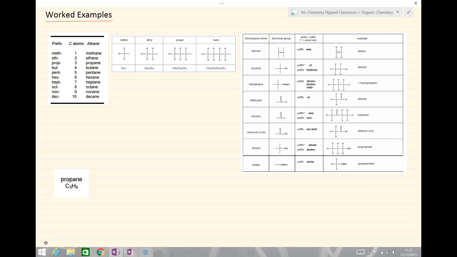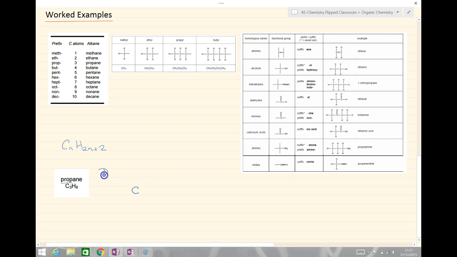So the first one we're going to look at is from the alkane group. The alkanes have the general formula of CnH2n+2. And we're going to look at propane. So propane tells us that we have 3 carbons, and the ane identifies it as an alkane group. In terms of if we're going to draw this as a displayed structure, that would mean drawing all the bonds.